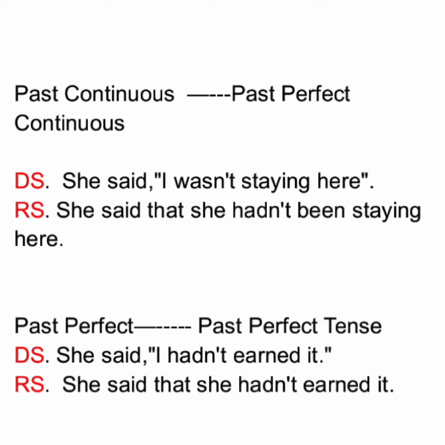When we convert from past perfect to past perfect tense, here there is no change. The direct speech you can see over here is, she said, I hadn't earned it. And the reported speech for this sentence will be in the past perfect tense itself. She said that she hadn't earned it.